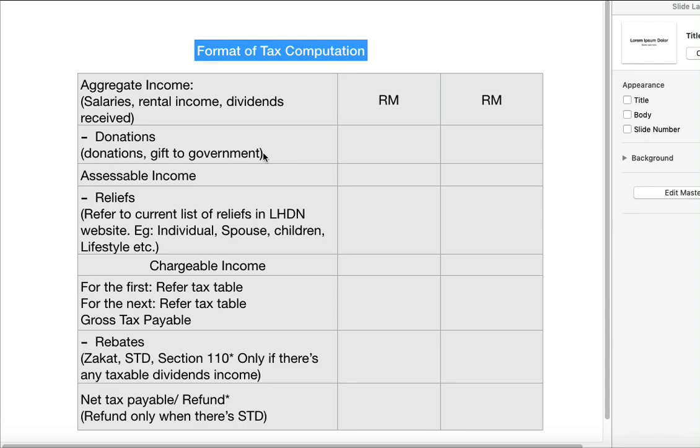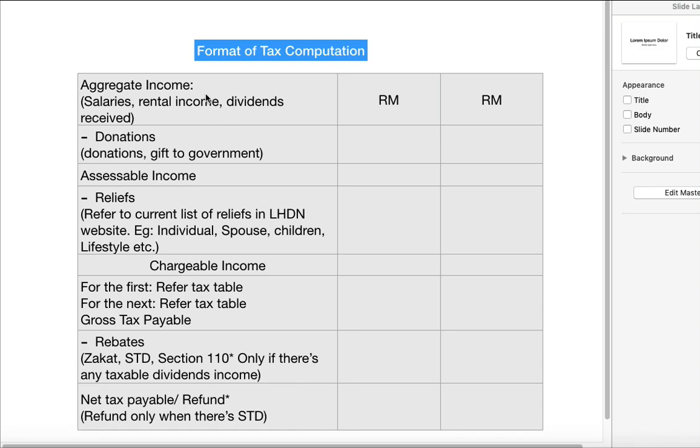You can also refer to the LHDN website. There are many types of donation, or in the textbook you can refer, but this one is not the updated version, because these things are renewed or updated from year to year. We follow what is announced by the PM in the budget. So for this one you can refer to the LHDN website.